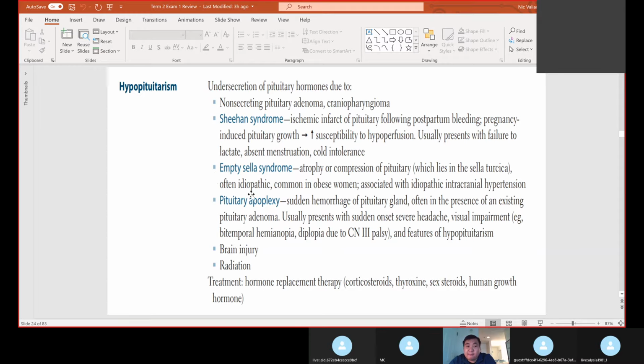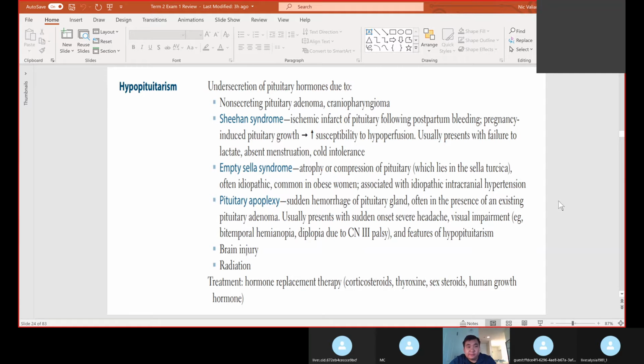Another one is pituitary apoplexy, a sudden hemorrhage of the pituitary gland. If you have a mass that's compressing on your pituitary, like a pituitary adenoma, you can have sudden onset headache, visual impairment, and other features of hypopituitarism. Think about pituitary apoplexy. So what's the treatment of this? Hormone replacement therapy, because you can have panhypopituitarism. Everything is decreased. So you need to supplement the patient with hormones: your steroids, thyroxine, sex hormones, and your growth hormones.